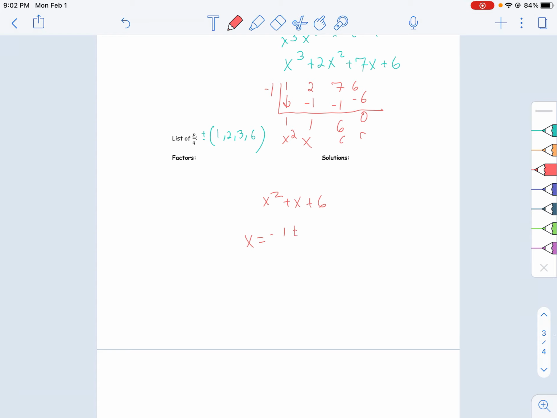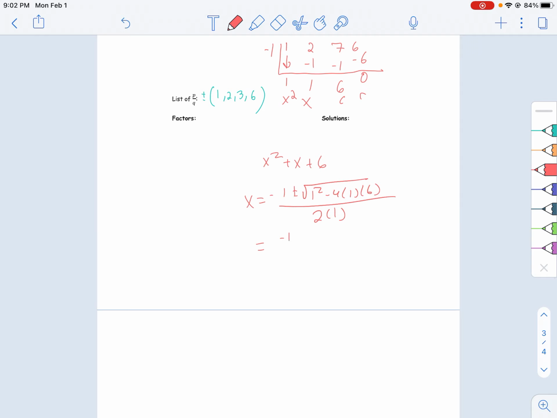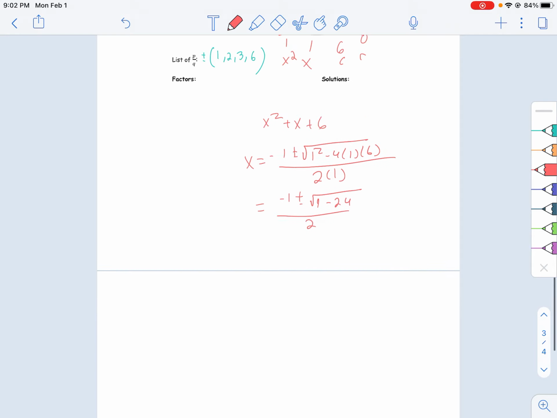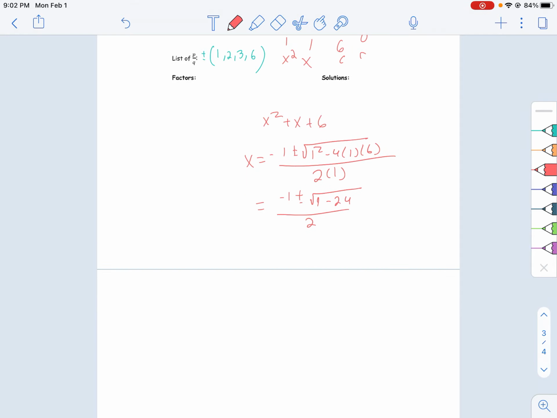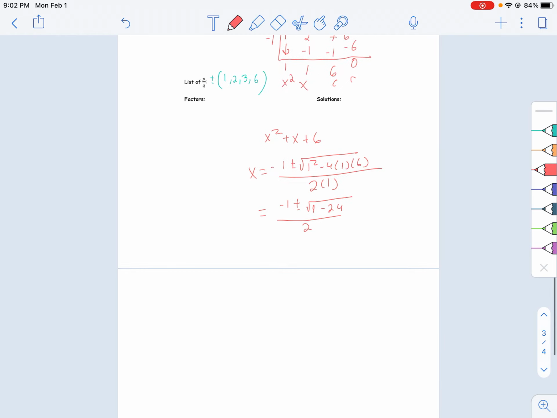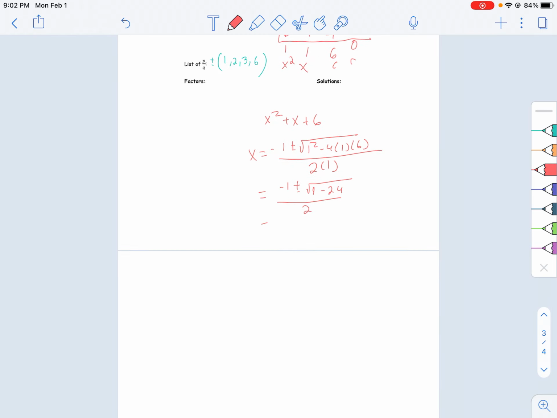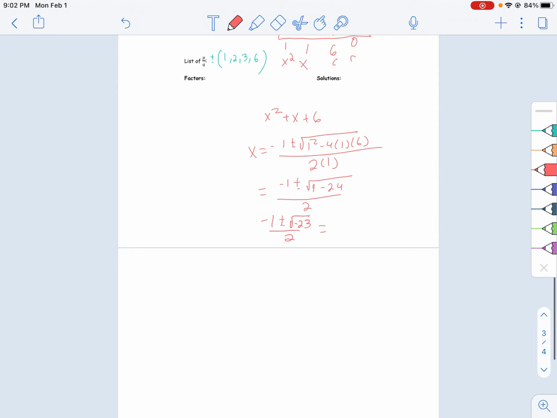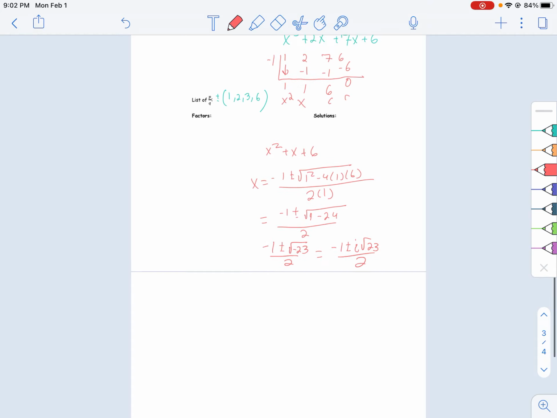Yes, we would. x equals negative b plus or minus the square root of b squared, which is 1 squared, minus 4 times a times c, all over 2 times a. So that's negative 1 plus or minus the square root of 1 minus 24, over 2. Negative 1 plus or minus the square root of negative 23 over 2. So that's going to give us negative 1 plus or minus i radical 23 over 2.